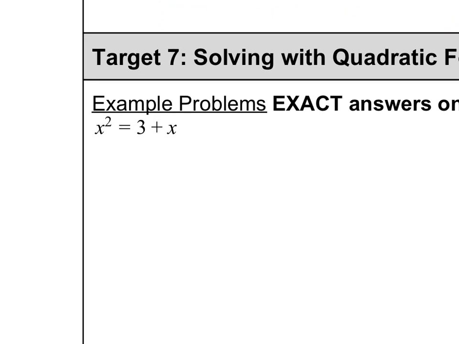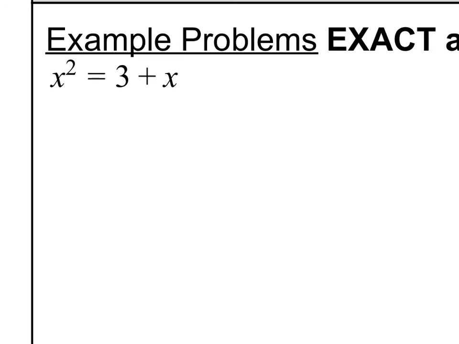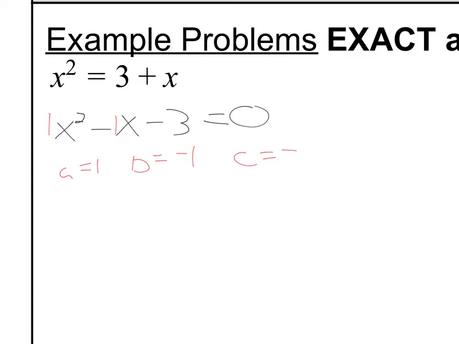All right, so let's see some examples here. First one, x squared equals 3 plus x. Well, first and foremost, this needs to be set equal to 0, so I'll subtract the x from the other side over to the left. I'll do the same thing with the 3, so that way I have nothing on the right-hand side. Now I'll go through and get my a, b, and c values. Things that don't have coefficients are technically 1s. So a is 1, b is negative 1, and c is negative 3.